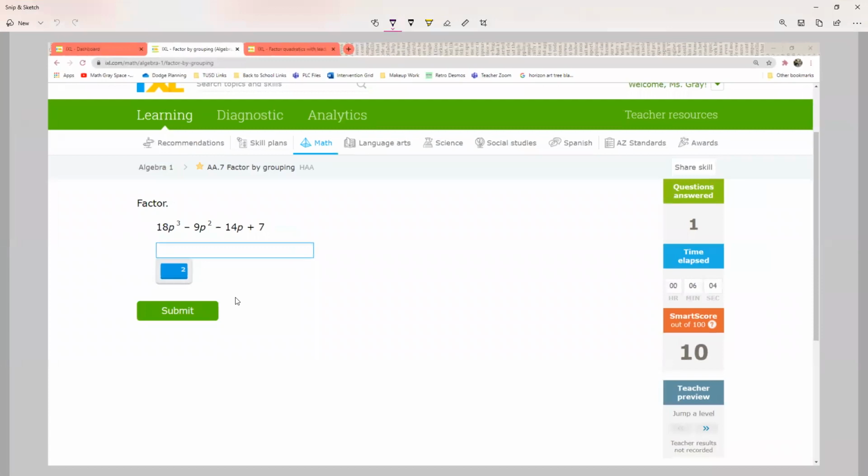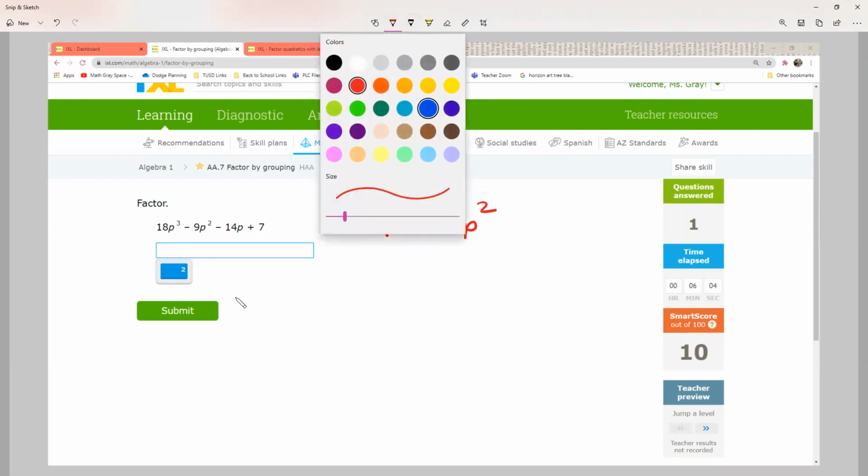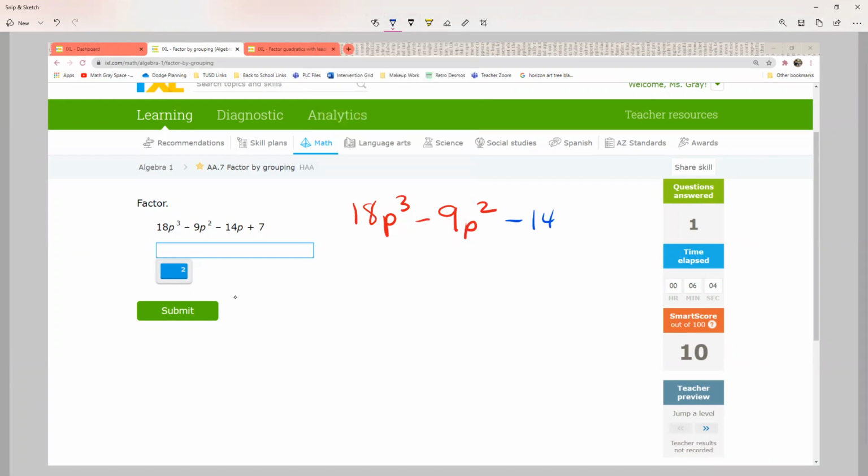Okay, so for the next problem, it's the exact same setup, right? I have the same 4 kinds of terms, and I'm turning it into the same thing. This time, I'm going to arrange it a little bit differently, just so you don't feel like you have to write it out as much. So I'm going to rewrite it in different colors like this, so you can see which parts are part of which group.